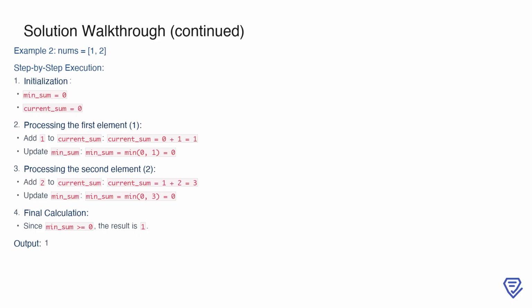After processing all elements, we check min_sum. Here, since min_sum is greater than or equal to 0, the minimum starting value required is simply 1. Therefore, the output for this example is 1.